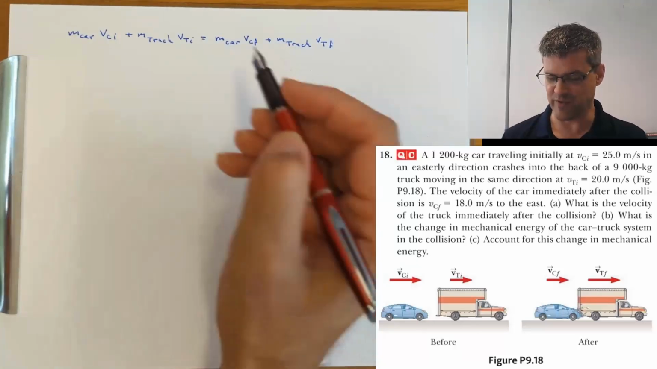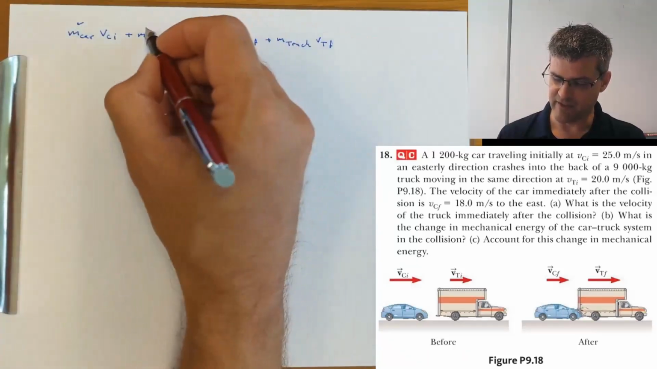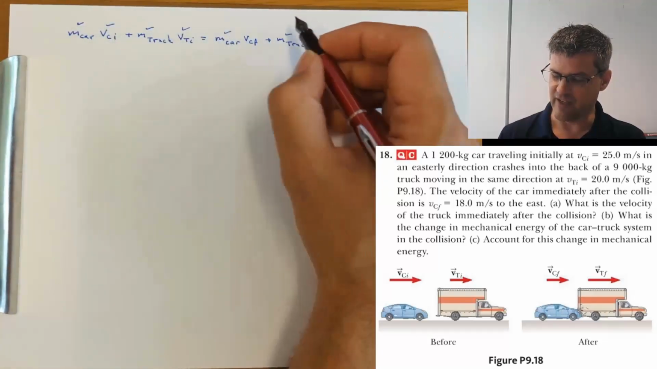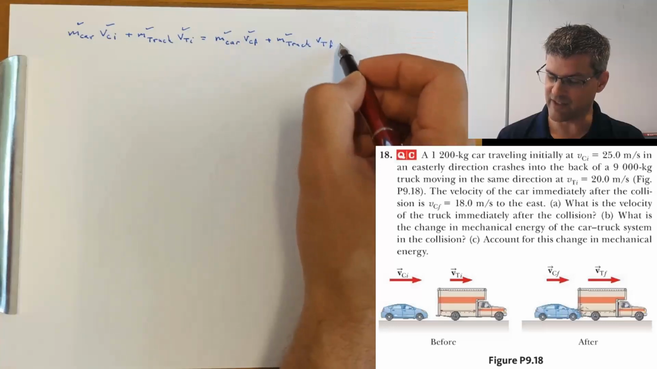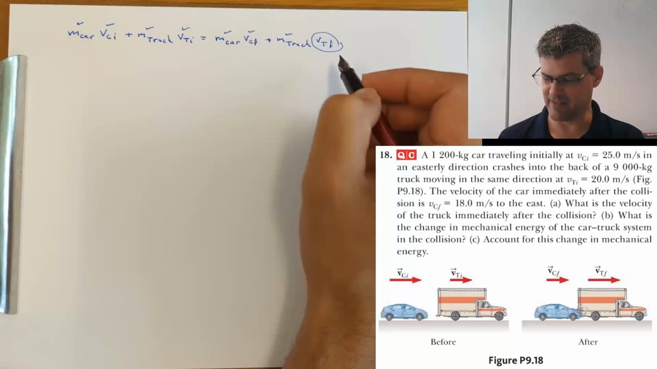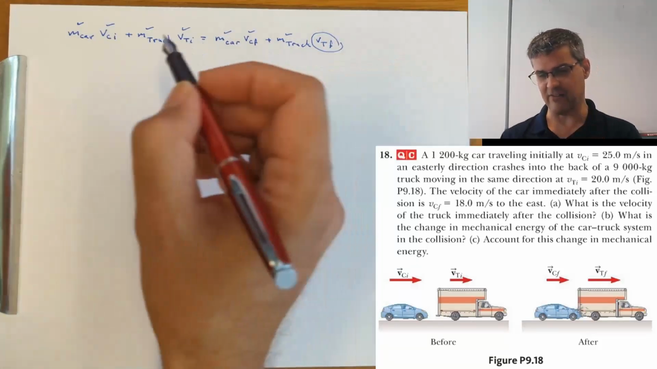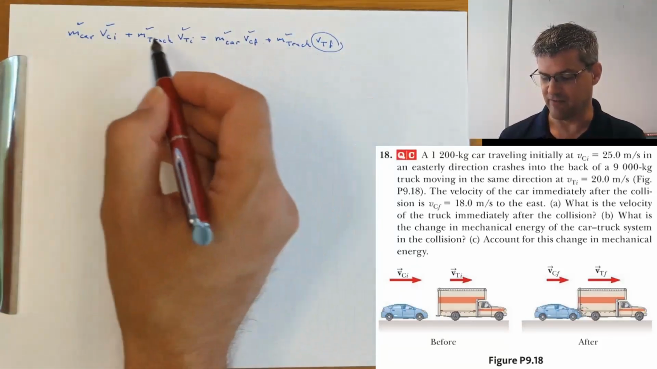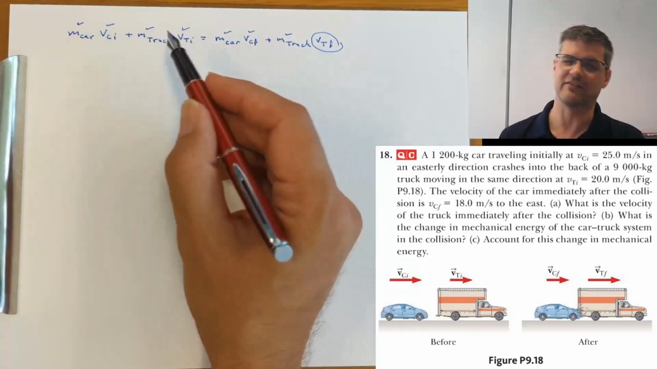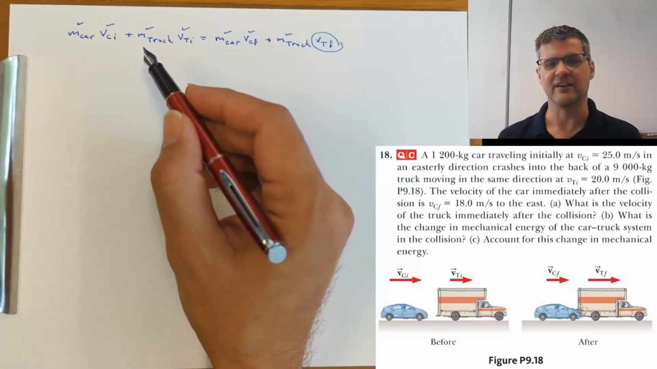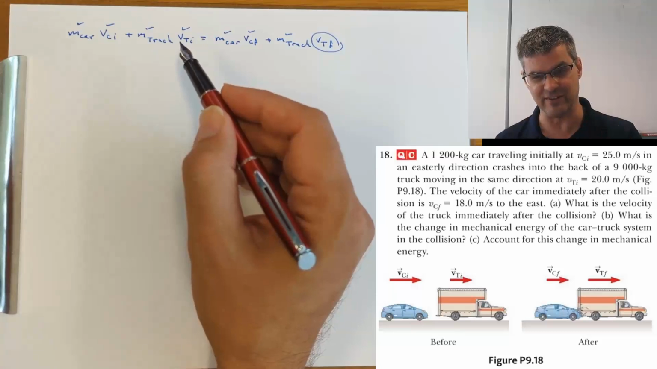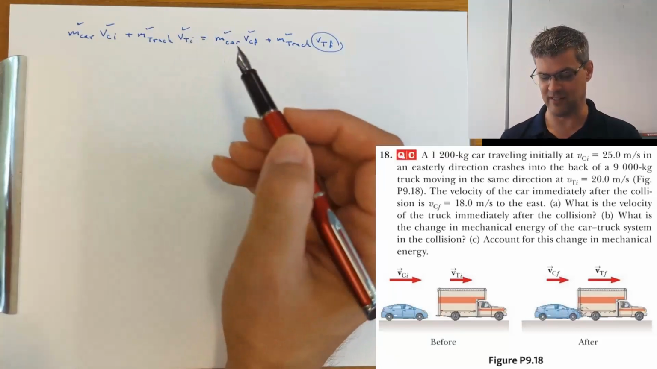And a lot of these things we know. We're told the mass of the car, we're told the mass of the truck, we're told the initial velocity of the car and the truck, and we're told the final velocity of the car. The only thing that we don't know is this, and this is the thing that we're trying to find. Now, oftentimes in one dimension, velocities are going to carry a sign. A velocity that's to the right is positive, a velocity to the left is negative. So in this problem, everything is originally moving to the east, and after the collision, the car is moving to the east as well.